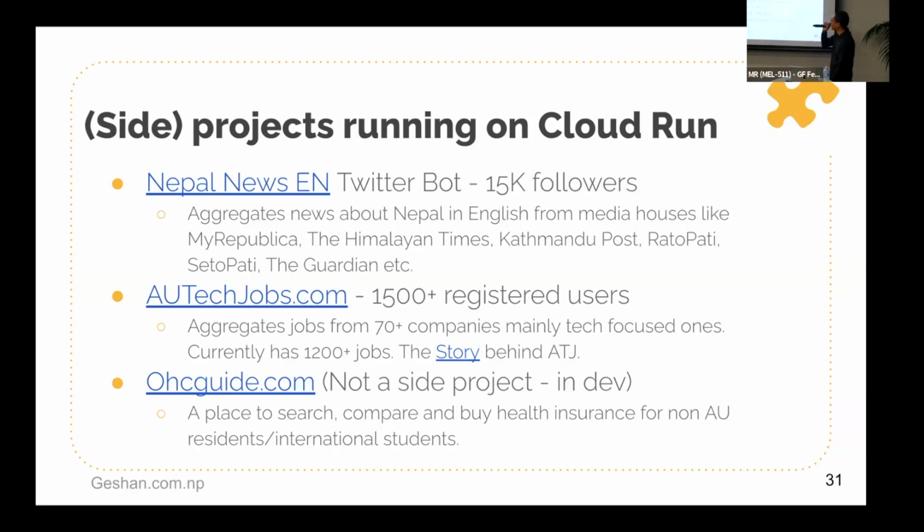The other side project that we run is avtechjobs.com. That has around 1,500 registered users, and it aggregates jobs from 70-plus companies. Currently, it should have around 1,200-plus jobs. And yes, in this slowdown market, you might want to check it if you are looking for a new change. The last project that uses Google Cloud Run that I know of, it's not a side project, but it's only on Dev, is a website called OHC Guide, which compares health insurance for EU residents and international students.